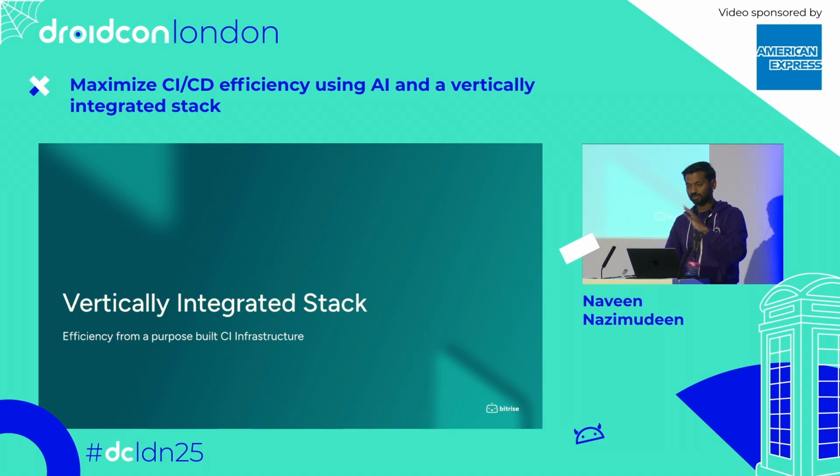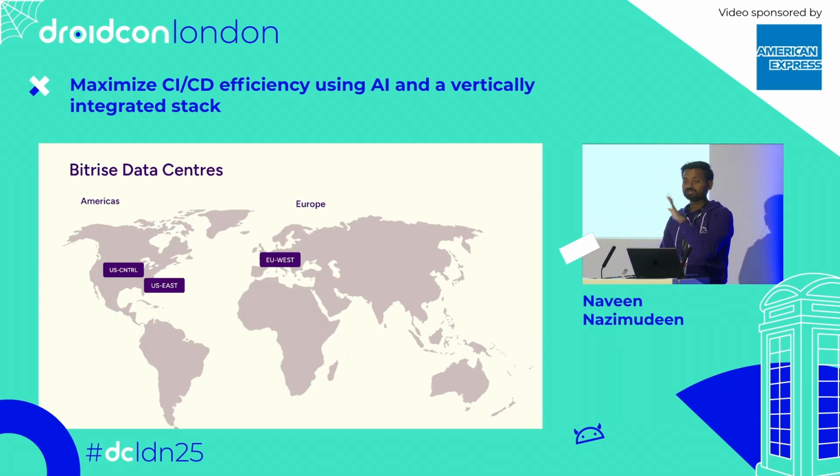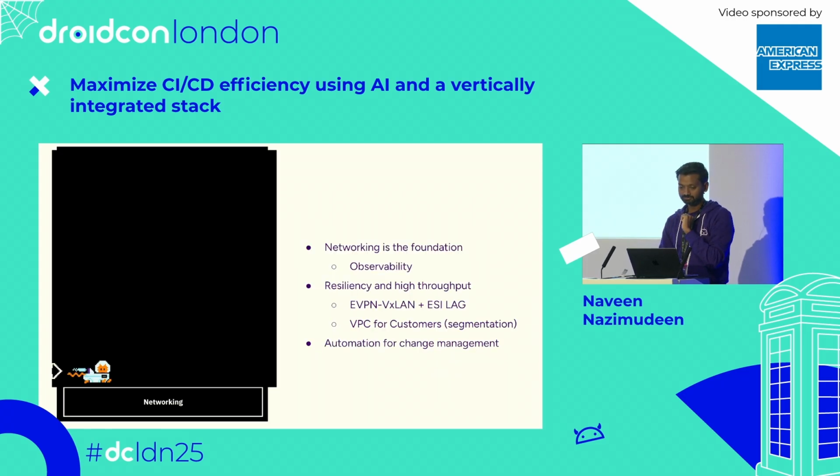All right, so I want to quickly switch tracks now. We looked at AI all this while. We're going to look at the vertically integrated stack. So Bitrise has data centers. We have 2 in the US, and we're rolling out 1 in Amsterdam in 2 weeks. So let's take a look at what is involved in building a fully vertically integrated stack quickly. The foundation is networking.